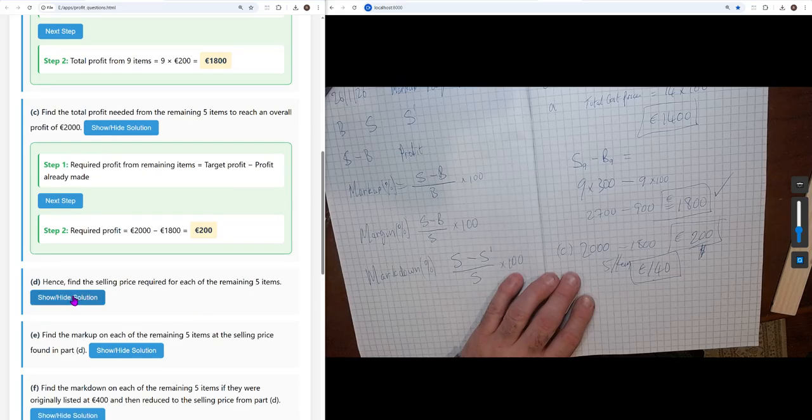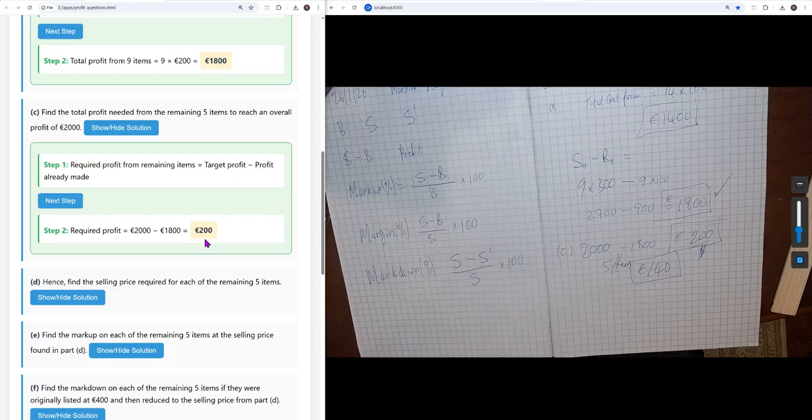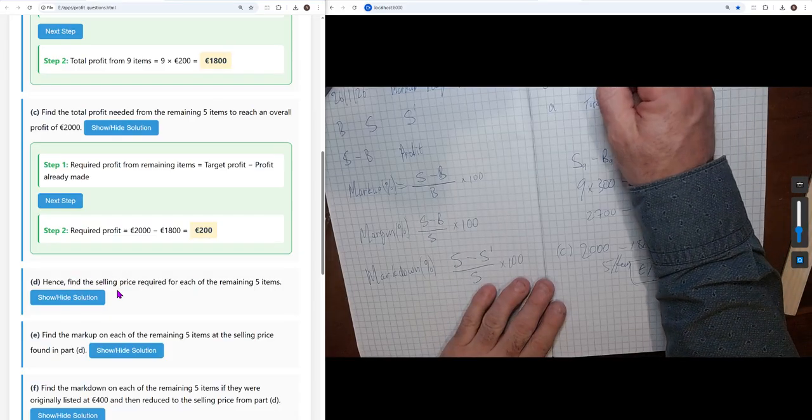The next bit, hence find the selling price required for each of the remaining 5 items. Yeah, so we need to make 200 in total from the 5 items. We need 40 euro profit on each of the 5 items. Hence find the selling price. So I hope you're with me here. I'm connecting all the dots.